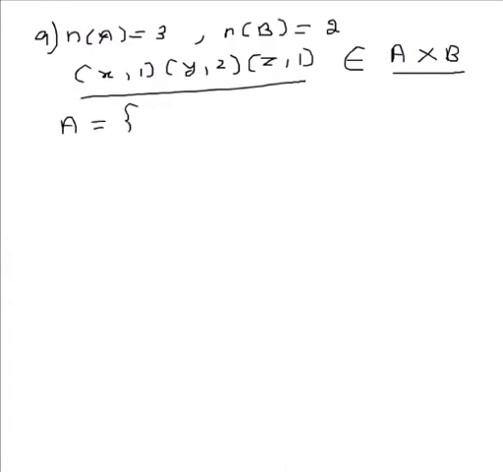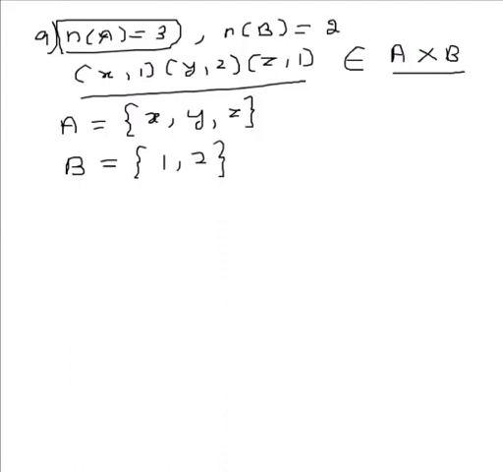So let me write the set of all first elements as set A: x, y and z. 3 elements. N of A is given as 3, so we got all 3 elements. Now set B. We know that the set of all second elements forms the set B. 1, 2. So we wrote 2 elements of set B.